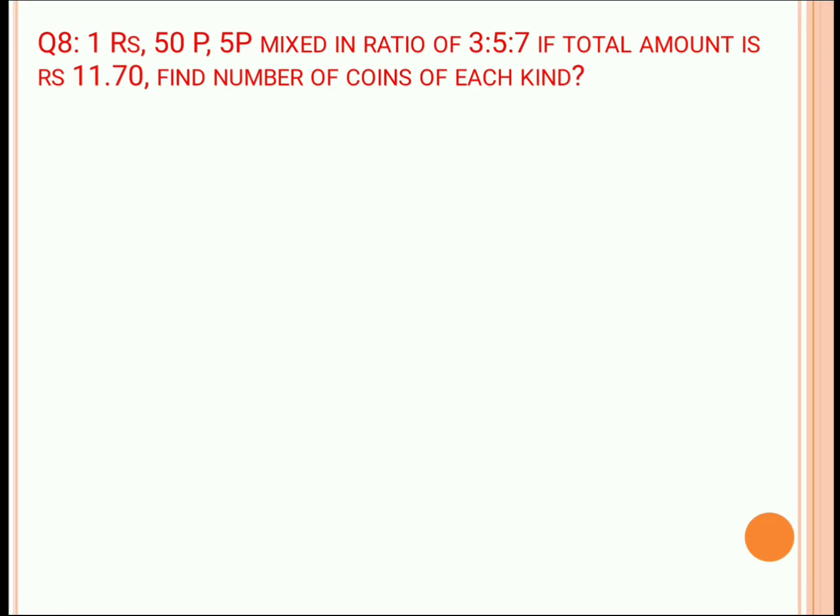1 rupee, 50 paisa, 5 paisa coins are mixed in the ratio of 3 is to 5 is to 7. If the total amount is rupees 11.70, then find the number of coins of each kind. So in this case, there are three kinds of coins, 1 rupee coin, 50 paisa and 5 paisa coins, and their numbers are in the ratio 3 is to 5 is to 7. Now, if all the coins' amounts are added, that amount is 11 rupees 70 paisa. Then we need to find out the number of coins of each kind.